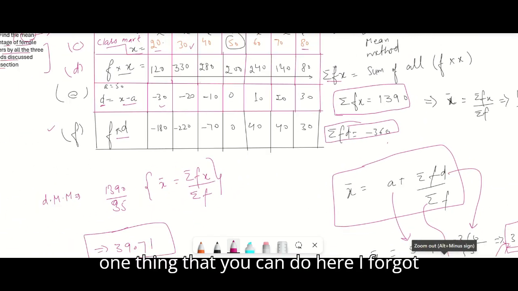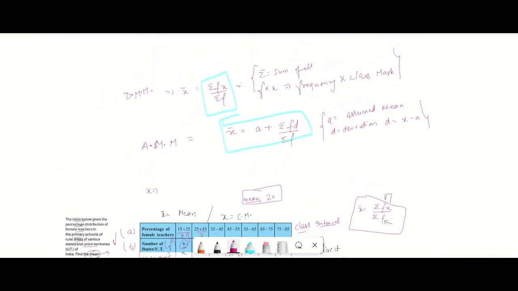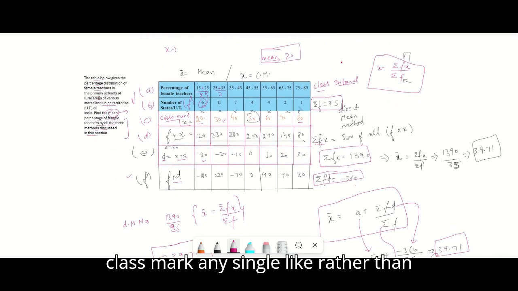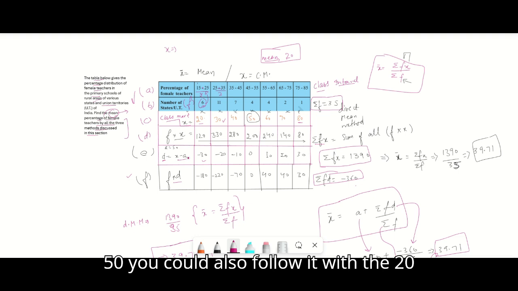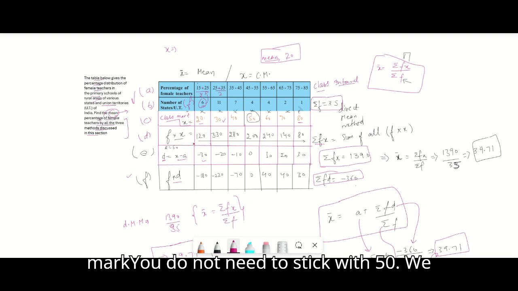One thing I forgot to tell in the video is that you can assume any class mark. Rather than 50, you could also solve it with 20, with 30, with 40, or with any other class mark. You do not need to stick with 50. We just take it casually.